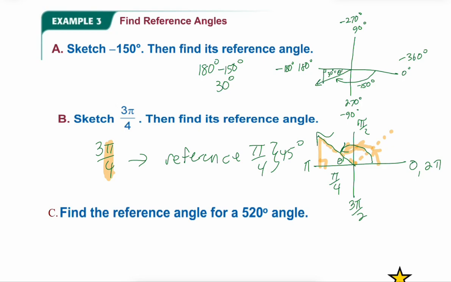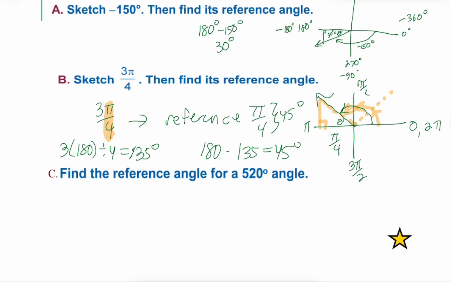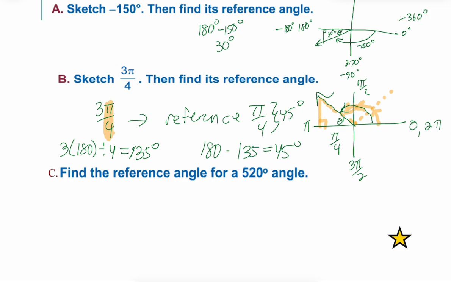So in this case, again, we could have changed it to degree measure. 3 pi over 4 is 3 times 180 divided by 4, which is 135 degrees. 180 minus 135 is indeed 45. However you slice it, you're getting 45. Okay. Now, if something is more than 360, you have to take off 360 to see where it really lands. Negatives aren't necessarily good. You can add 360s or 180s. But here, subtract off 360.